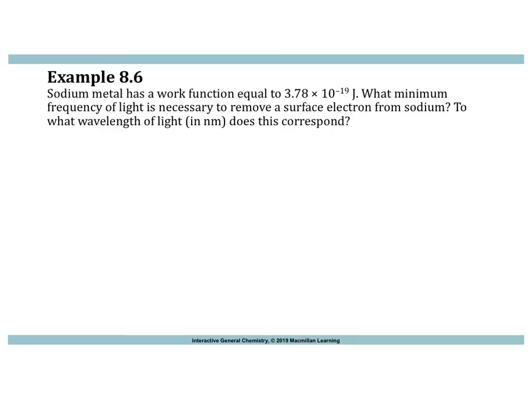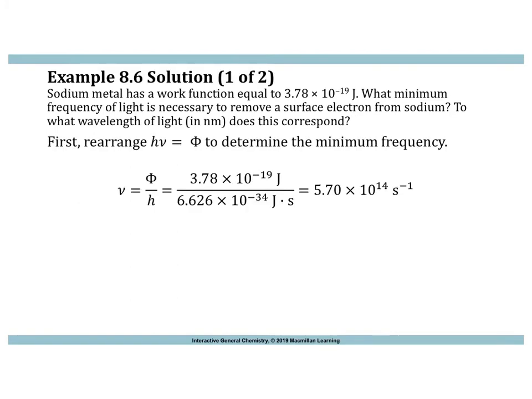So here we're actually asked 2 questions. Given that sodium metal has a work function equal to 3.78 times 10 to the negative 19th joules, we're asked to find the minimum frequency of light needed to remove a surface electron and to calculate the wavelength of this light. Since we're solving for the frequency, nu, we're rearranging the equation and plug in the given values for phi and Planck's constant. This gives us a frequency of 5.7 times 10 to the 14th hertz. Next, we'll take this value to the next slide to solve for wavelength.